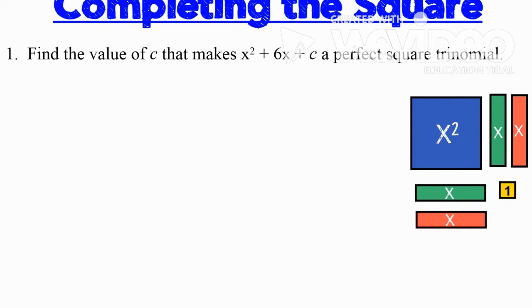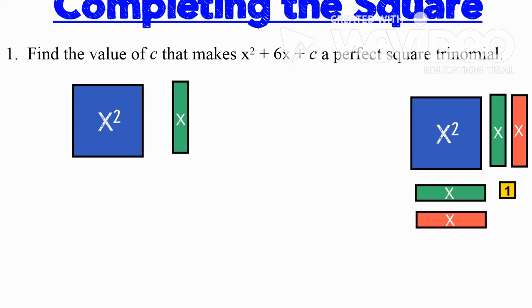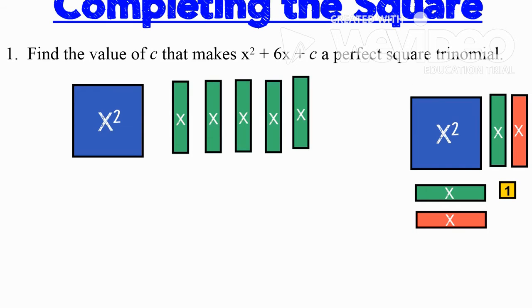So I have a new question here. It says find the value, right? Find the constant value for c that would make this a perfect square trinomial. Well, let's start by using these algebra tiles, right? So I have one of these x squared pieces, and I have 6 of these skinny rectangular x's. So 1, 2, 3, 4, 5, 6.